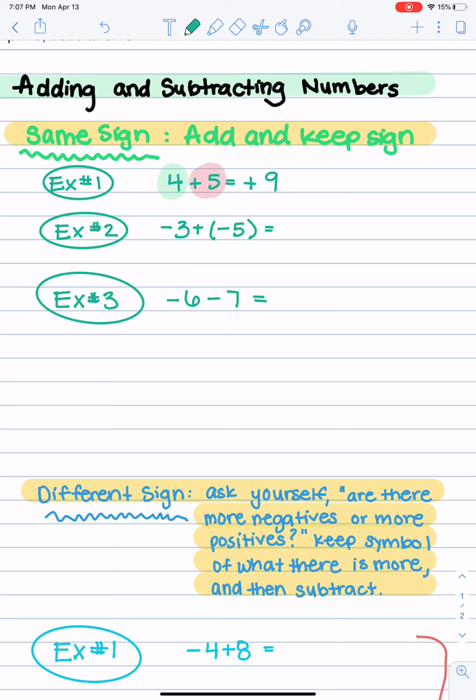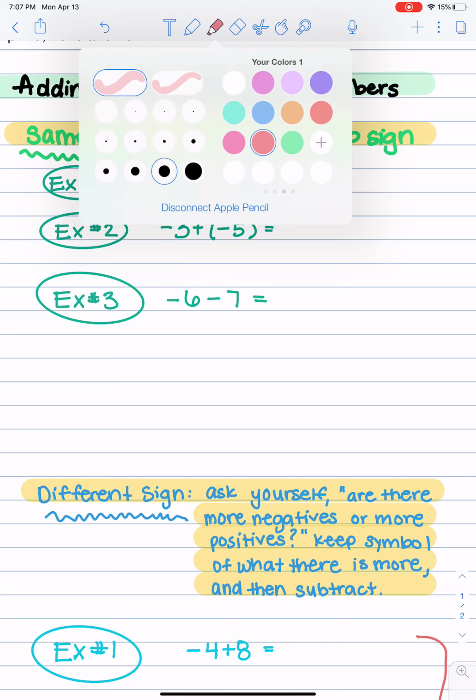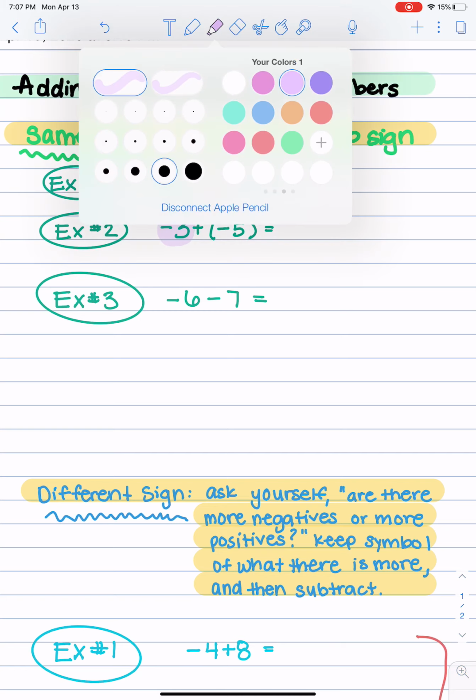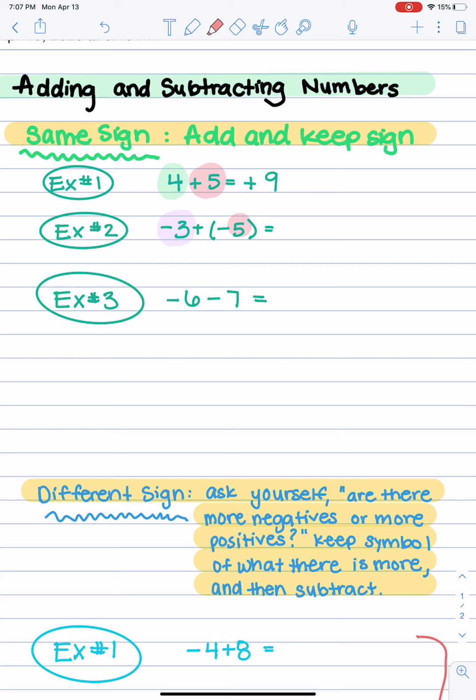Okay, let's go ahead and do 2 more problems. So this 3, it's negative because there's a minus sign in the front, so it's negative 3. This 5, it's negative because there's a negative in the front. So they are the same sign, so we are going to add. 3 plus 5 is 8. And what sign do they both have? Negative. So this is going to be negative 8.